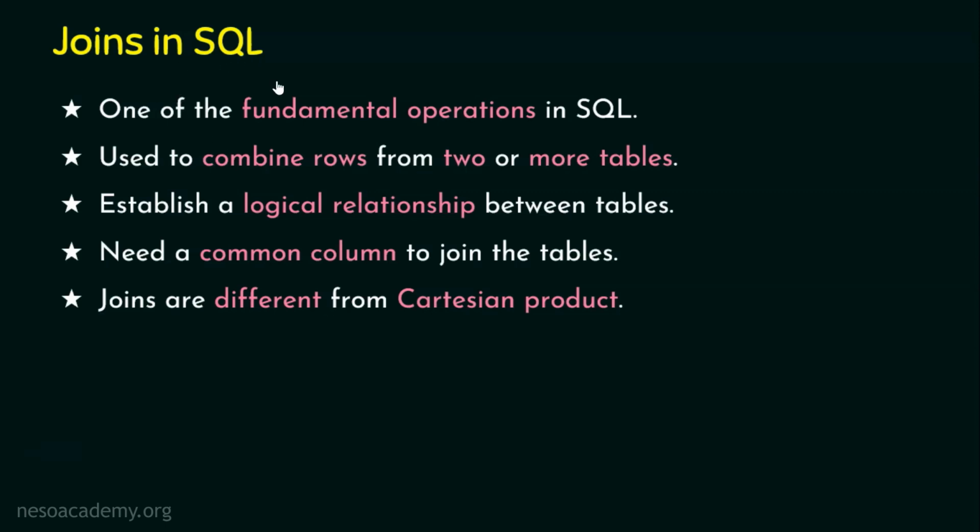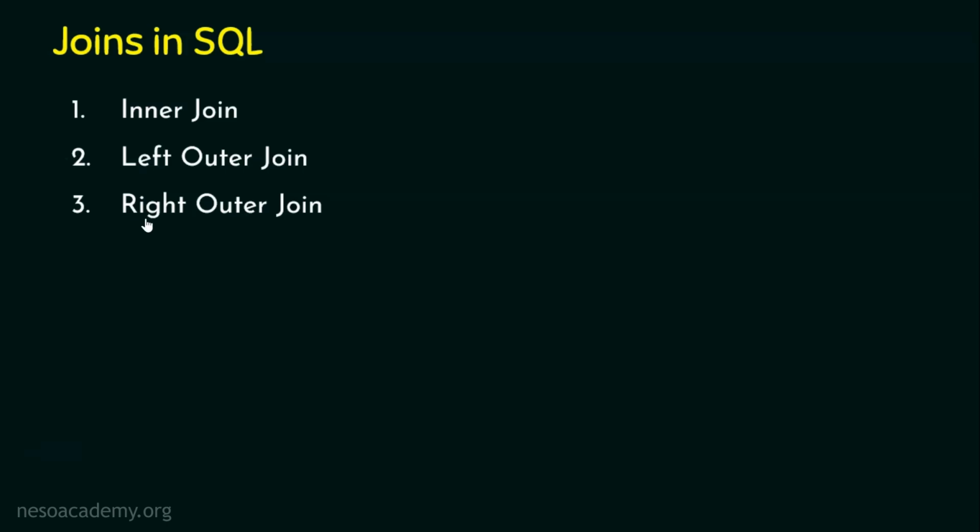Let's see the various types of joins. Here we go. The first type of join that we are going to see is the inner join. The second type is the left outer join. The third type is the right outer join. The fourth type is the full outer join. And the last one we are going to address is the natural join.